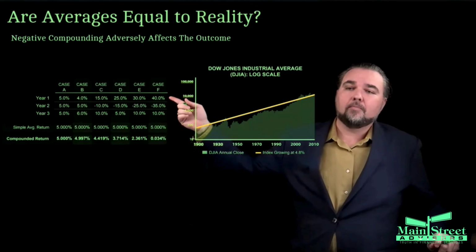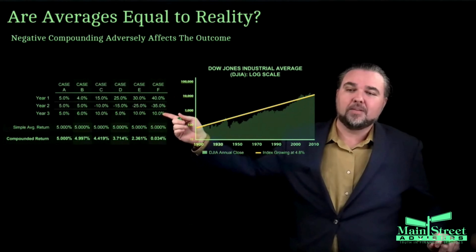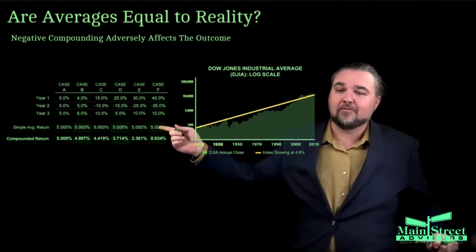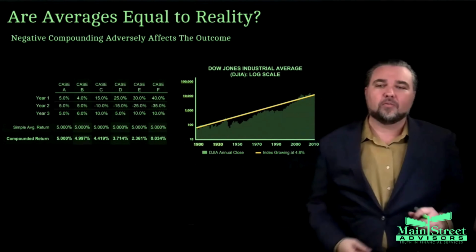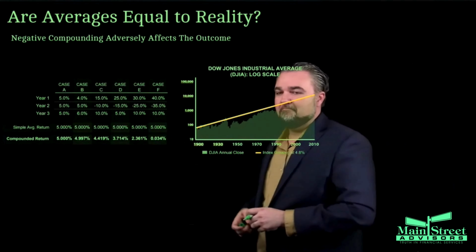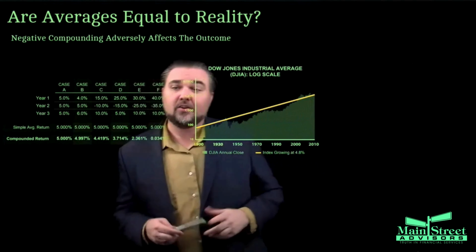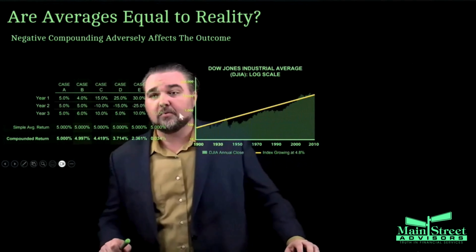Or case F, up 40%, down 35%, up 10%, still have an average return of 5%, but you didn't really make anything over that 3-year period. Interesting, don't you think? I know you can't answer me, so it's automatically rhetorical, right?